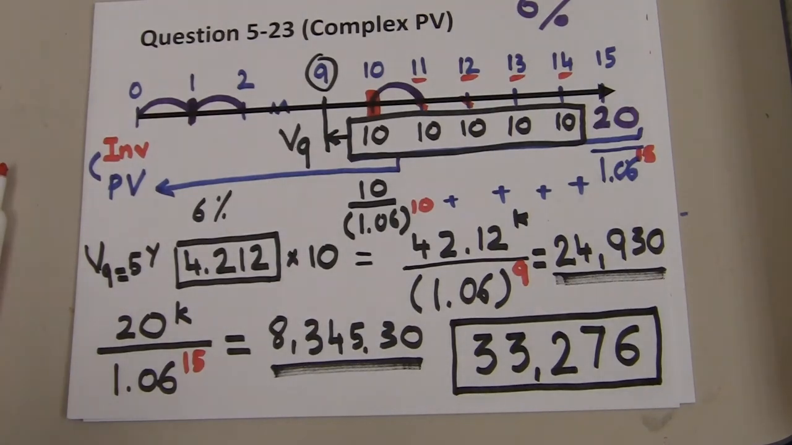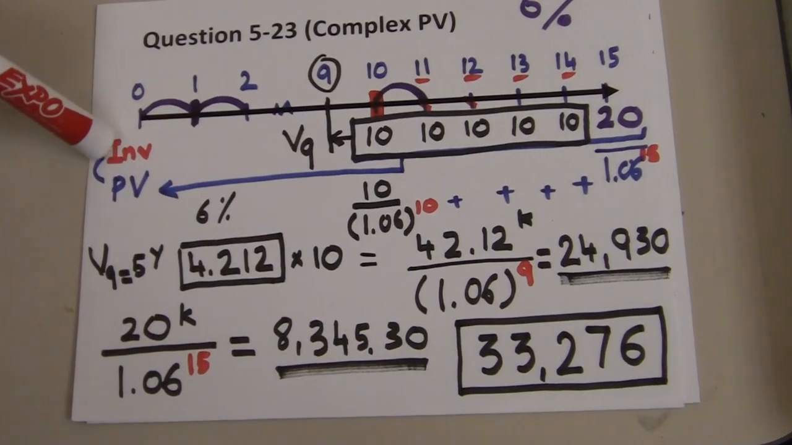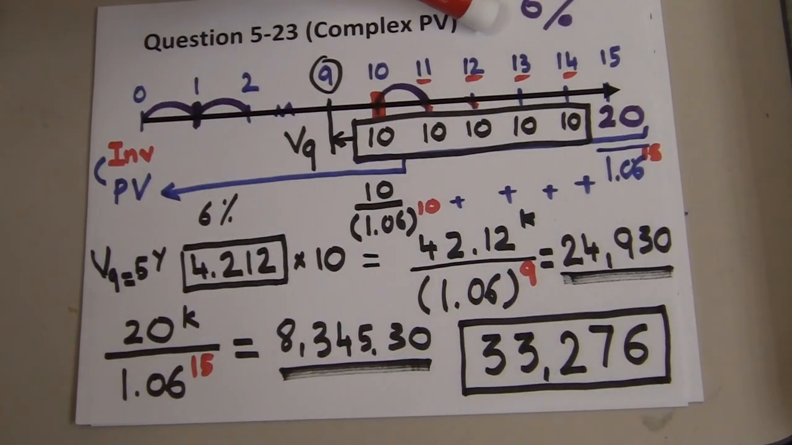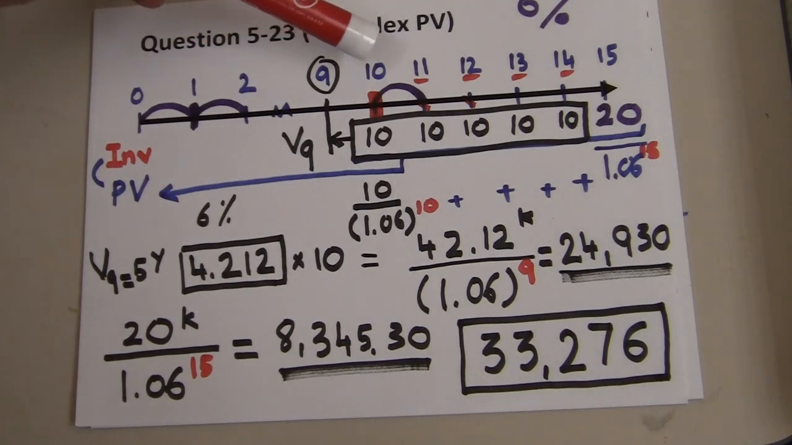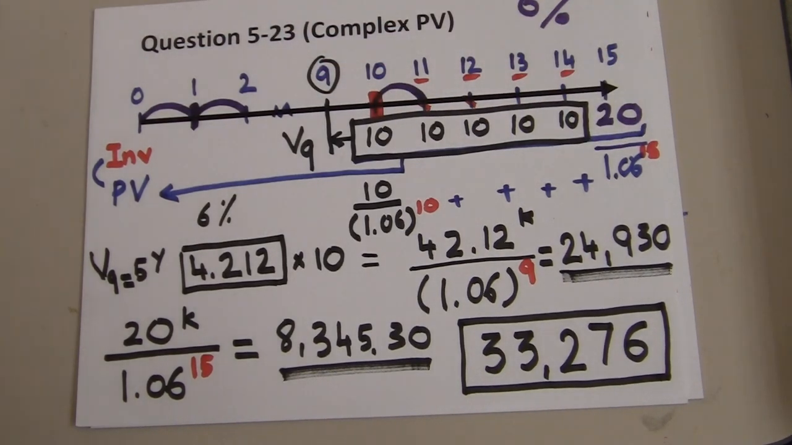So all in all, what does this mean? It means if right now today I invest 33,276 in an account earning 6% interest, then starting at the beginning of 11 years from today, I can withdraw that stream of payments.